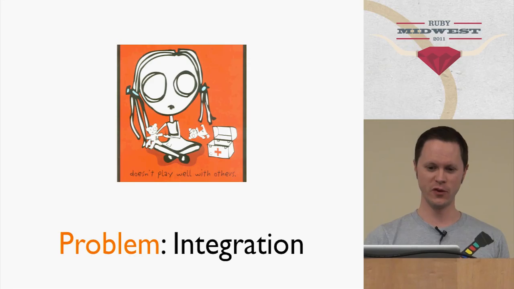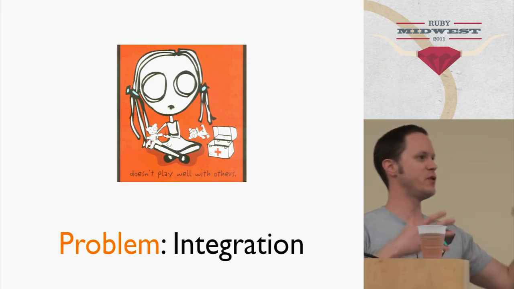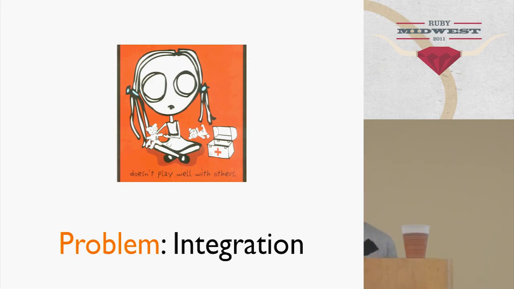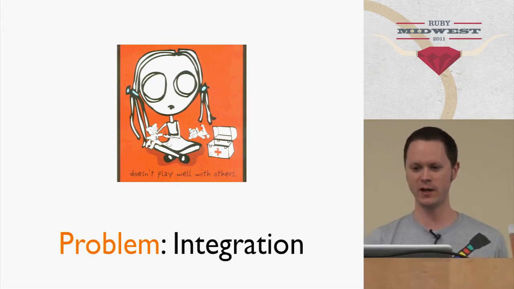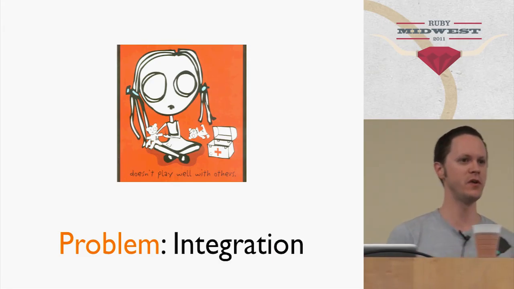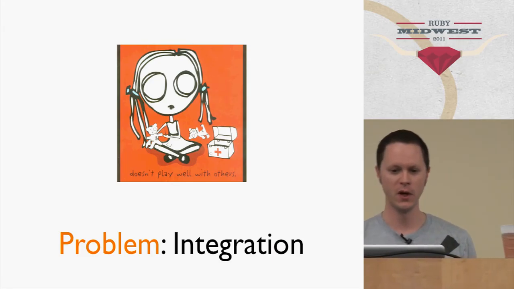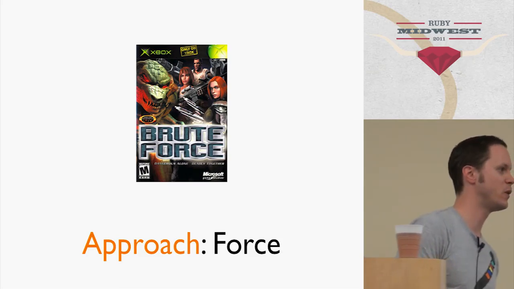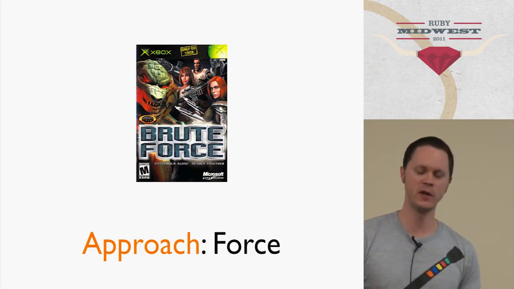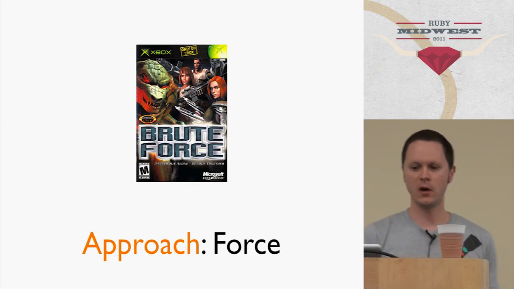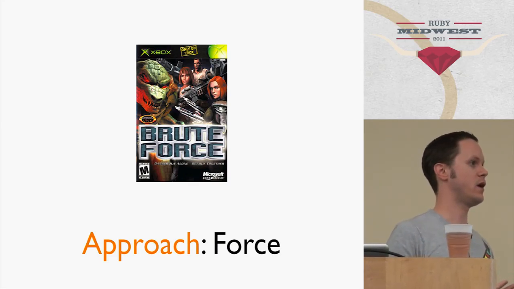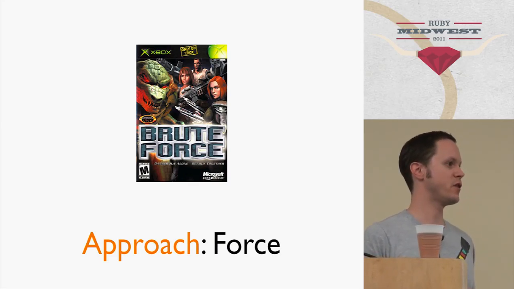So, external services. The problem is, we need to integrate with third-party data services. So how do we do that well? And how do we do that internally? So we can use brute force. We can force ourselves to be performant. So we cap our Unicorn requests at 30 seconds.